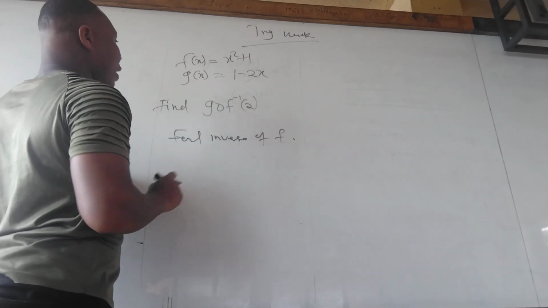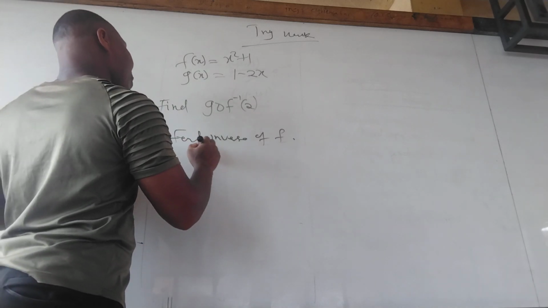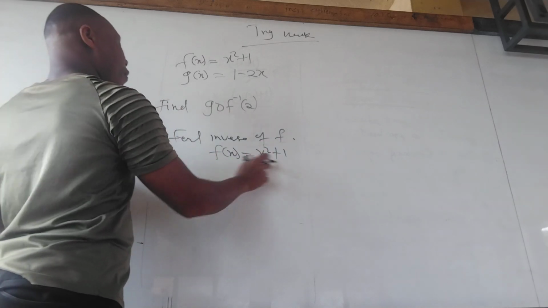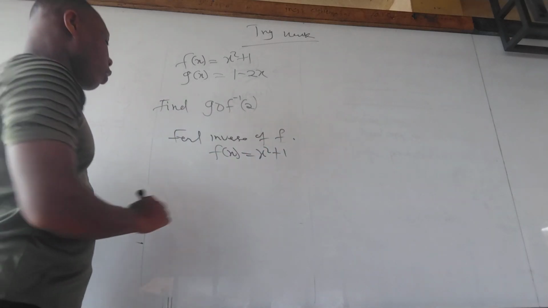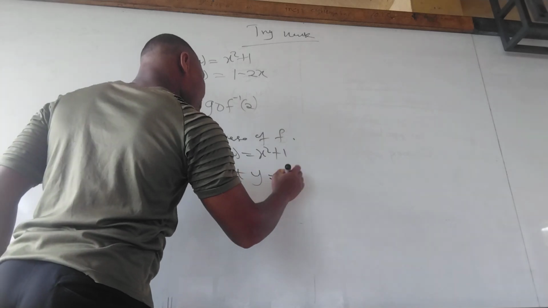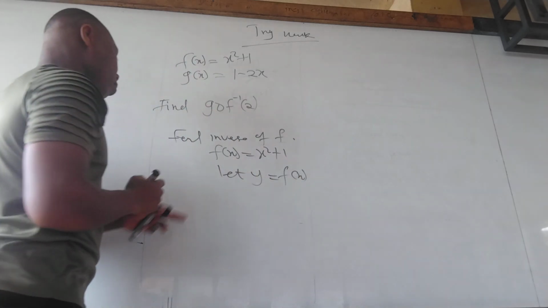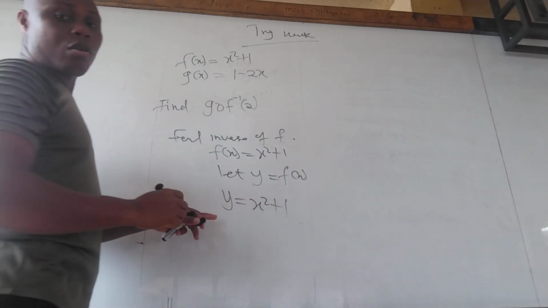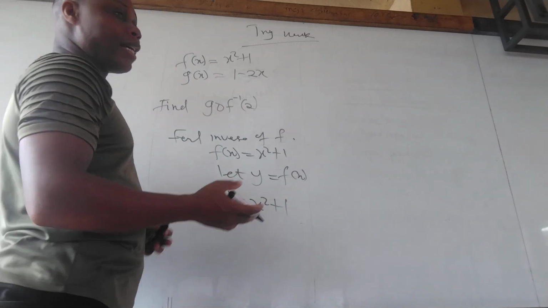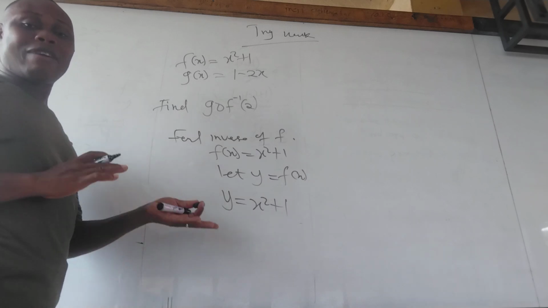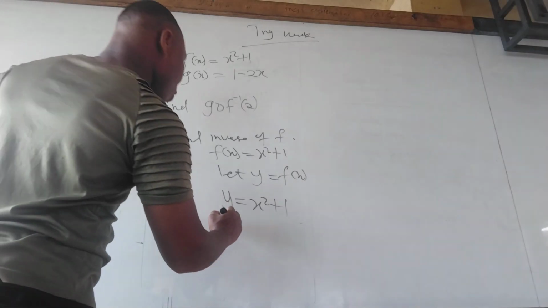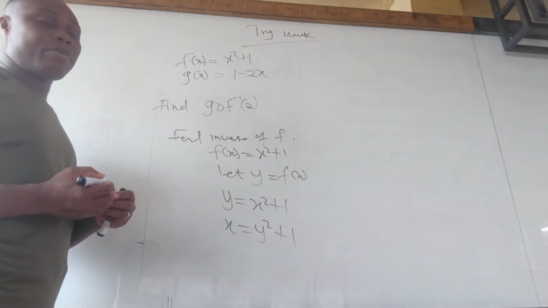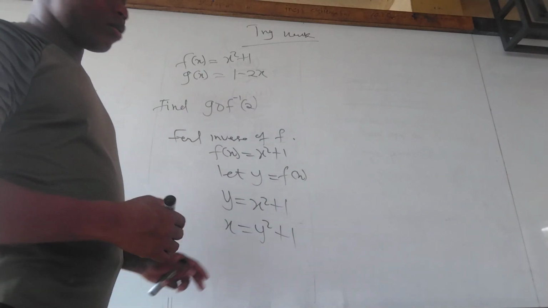So how do you find the inverse of f? First of all, you write the function down. This is the function: f of x is equal to x squared plus 1. So we let y be equal to f of x. So we have y equal to x squared plus 1. The second step is that we interchange the variables. So we have x equal to y squared plus 1. The next step is that we make y the subject.